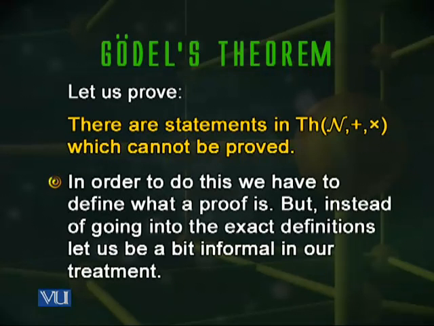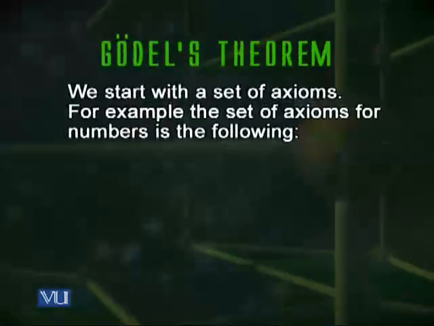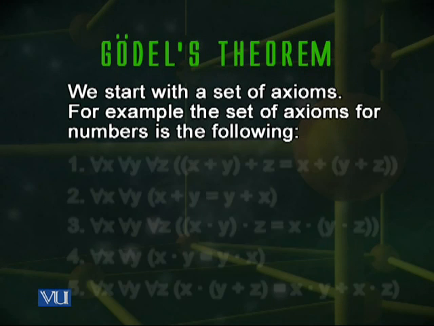In order to do this, we have to define what a proof is. But instead of going into exact definitions, we'll be a little bit informal in our treatment. The exact definitions of what an axiom is, what a proof is, are quite cumbersome. So it will suffice for us to define these things a bit non-formally. Let us start with a set of axioms. A set of axioms is just a set of statements. So for example, the set of axioms for numbers are the following.